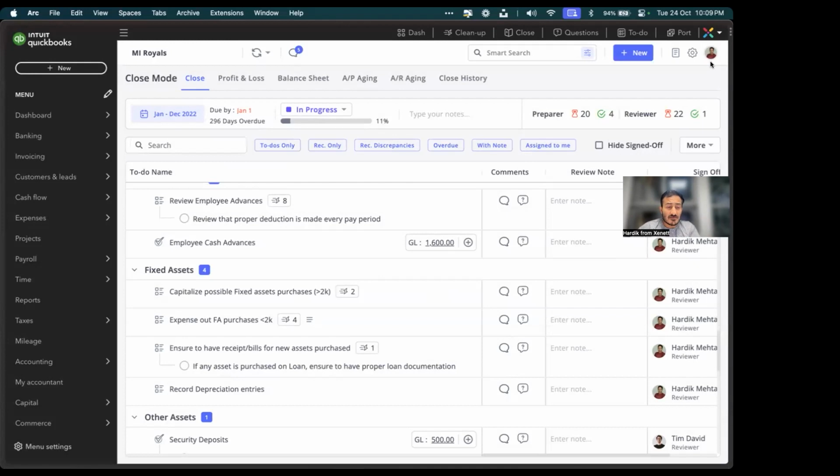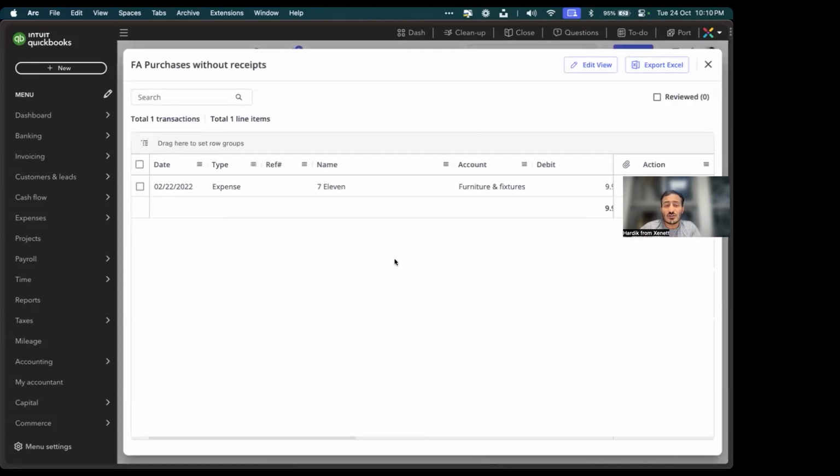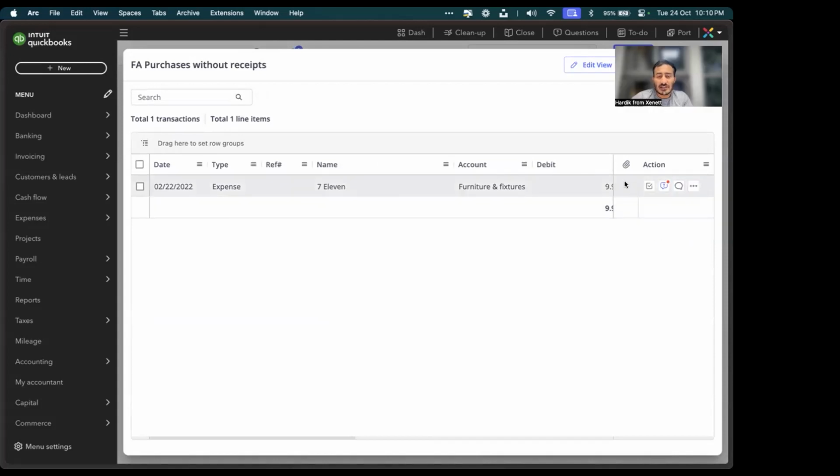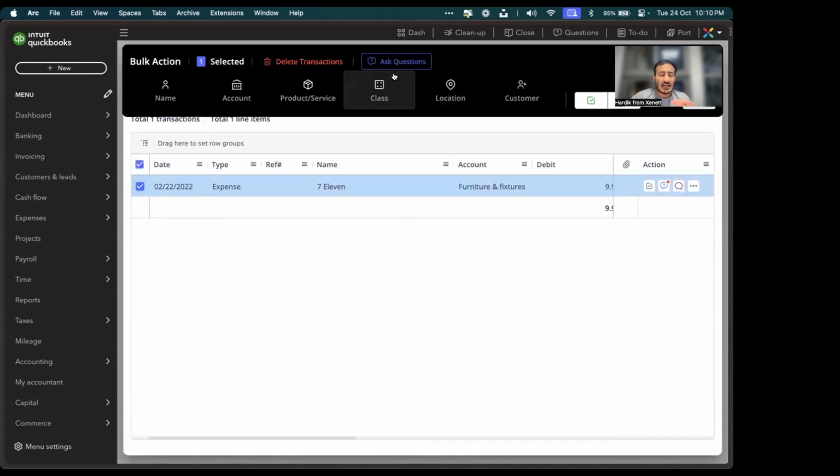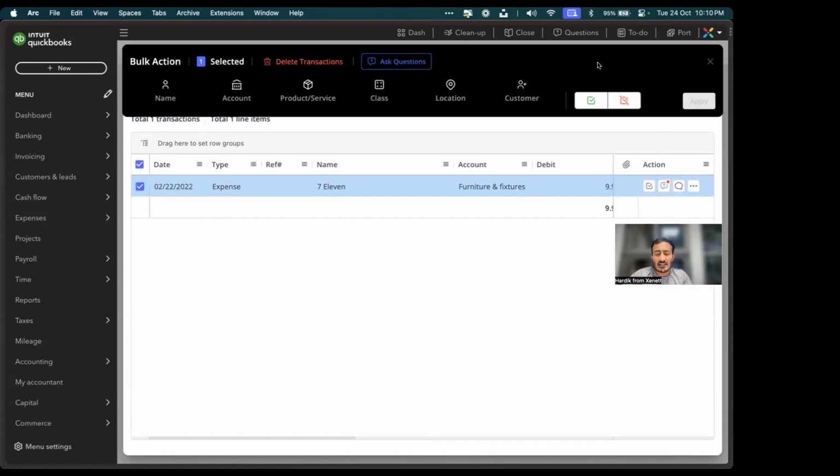Now, one more thing which we are very particular about is having documentation for newly purchased assets, right? If I see any new assets being purchased, I want to make sure that we have proper documentation in place for that. So what I have done is create a view that pulls up all those new assets which don't have an attachment, correct? Then it is easy for me to directly create a question and ask my client, hey client, can you please send me the document, and we'll be getting that document soon.